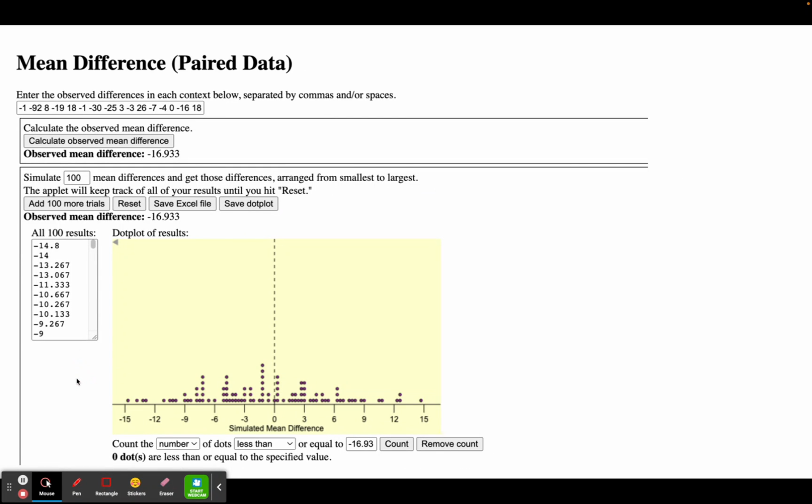Now, when I did the simulation here, this is a little bit different than the one that's in your notes. Notice I actually had a couple of simulations that went below -12, but still the smallest was still greater than -15. So you can use the applet to count the number of dots that are less than or equal to your test statistic. So I typed in the -16.93 here and clicked count, and it told me that 0 of my simulations were less than that value. So that agrees with the same p-value that we got from the dot plot that's in your notes.